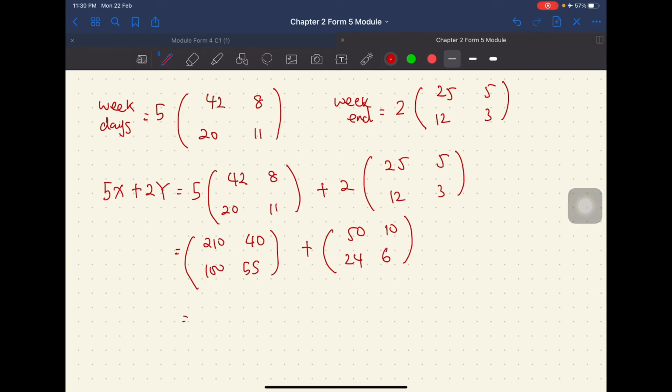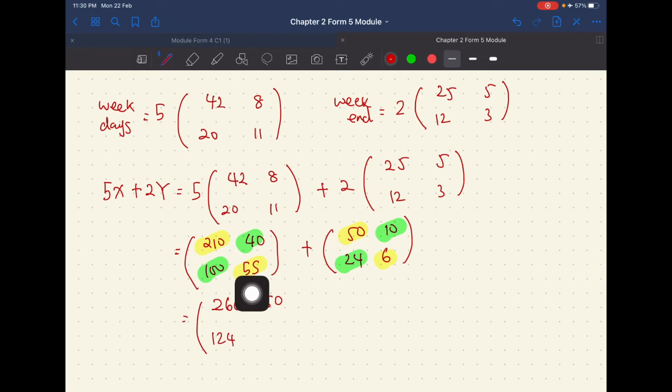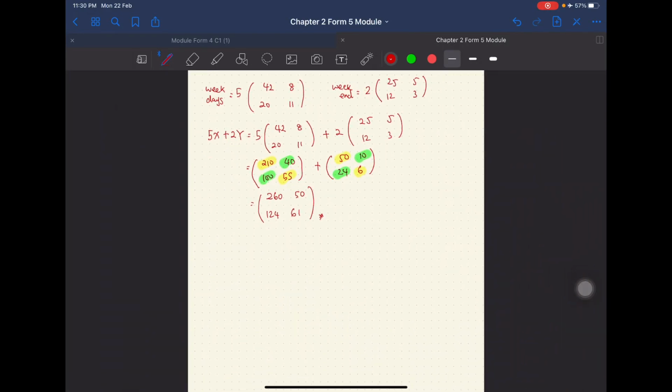And we have an addition of 2 matrices. So how to solve this part? You just add the same elements. So we have 210 and 50, 40 and 10, 100 and 24, and 55 and 6. Just add these 2 numbers. 210 plus 50, you have 260. 40 plus 10, you have 50. 100 plus 24 is 124. And finally 55 plus 6 is 61. I think it's quite simple for this learning standard.